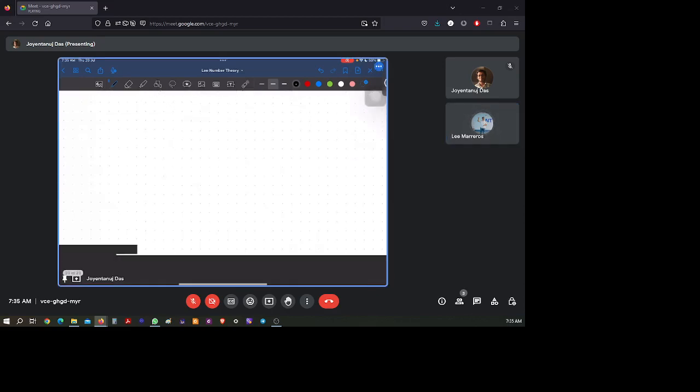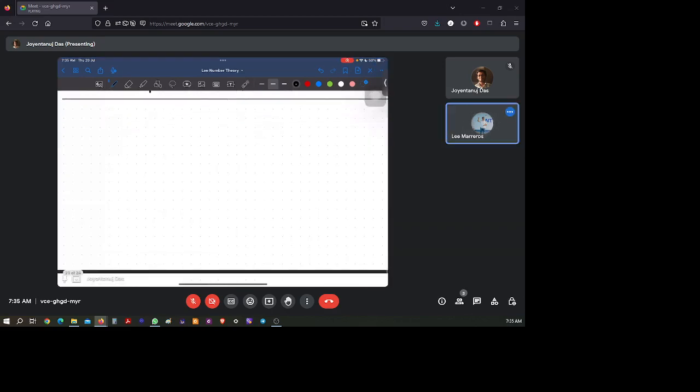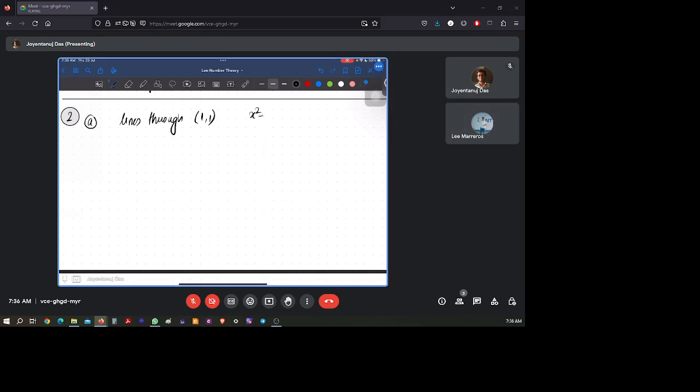Okay, so the next one is the second question. Use the lines through the point (1, 1) to describe all points on the circle x squared plus y squared equals 2, whose coordinates are rational numbers.